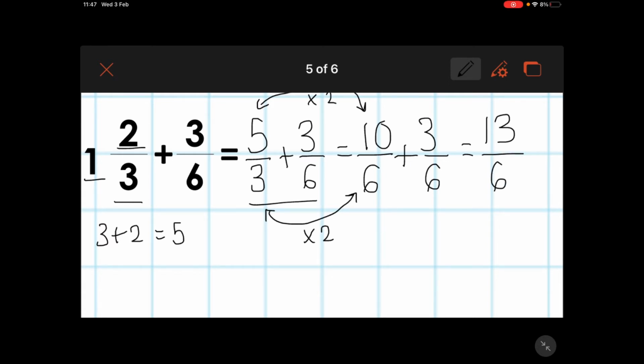Now let's express our fraction as a mixed number. How many 6's in 13? 6, 12. There are 2. And the difference between 12 and 13 is 1. 2 wholes and 1/6, and that is in its simplest form.